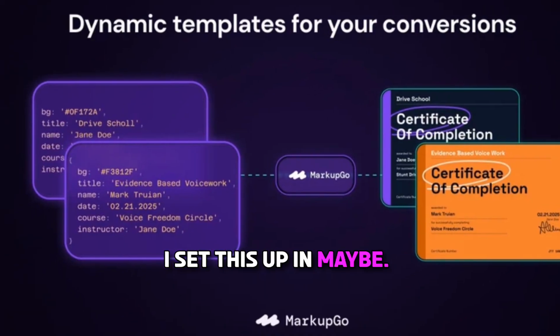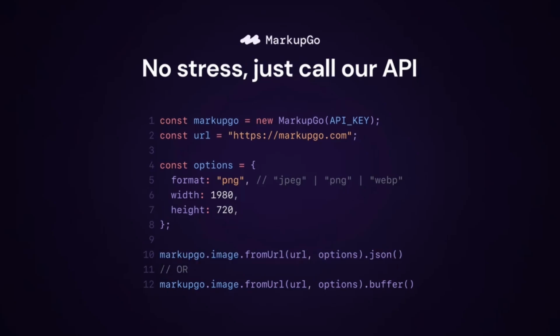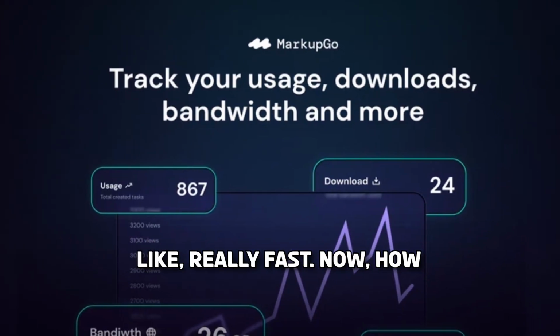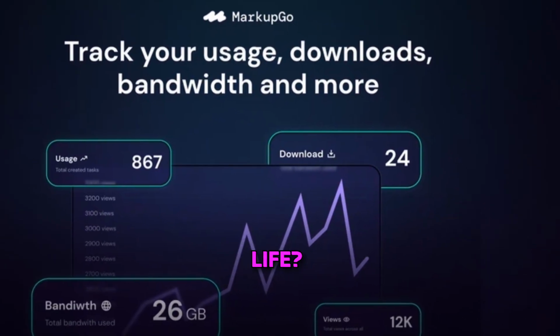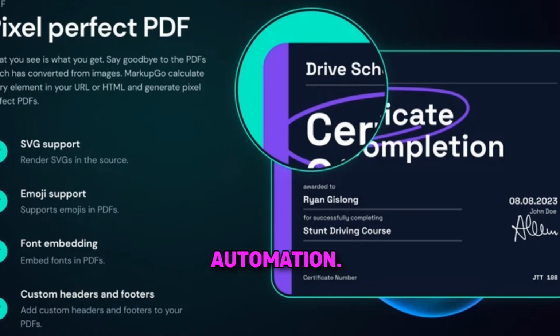I set this up in maybe 10 minutes. Well, maybe 15 because I got distracted by Twitter, but it was fast. Like, really fast. Now, how does this fit into real life? You aren't going to be logging into this dashboard every day. The whole point is automation.